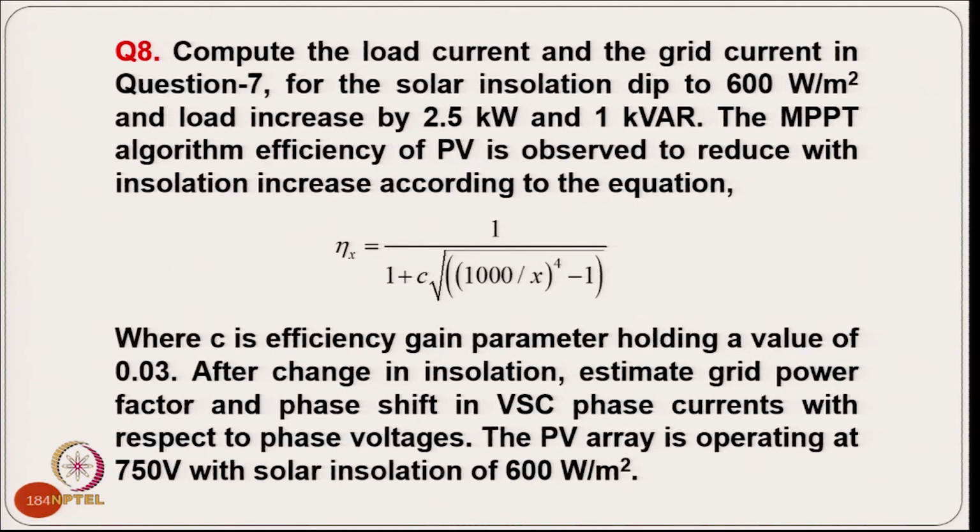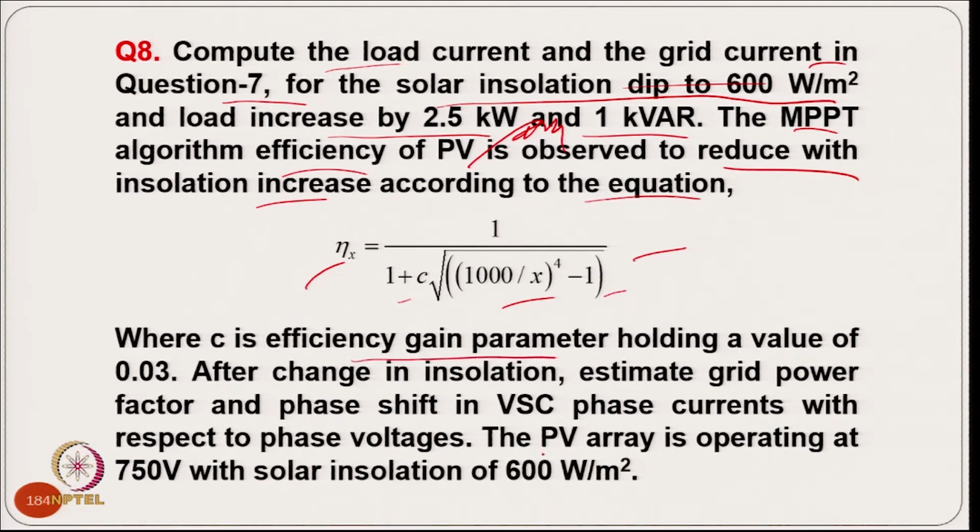Now, coming to the 8th example, compute the load current and the grid current in the previous question for the solar PV insolation dipped to 600 watt and the load increased by 2.5 kilowatt and 1 kVAr. The MPPT algorithm efficiency of the PV array is observed to reduce as the insolation changes according to the equation, where efficiency is 1 plus C under root of 1000 x to the power 4 minus 1, where C is the efficiency gain parameter holding a value of 0.03. After the change in insolation, estimate the grid power factor and the phase shift in the VSC phase current with respect to the phase voltage.